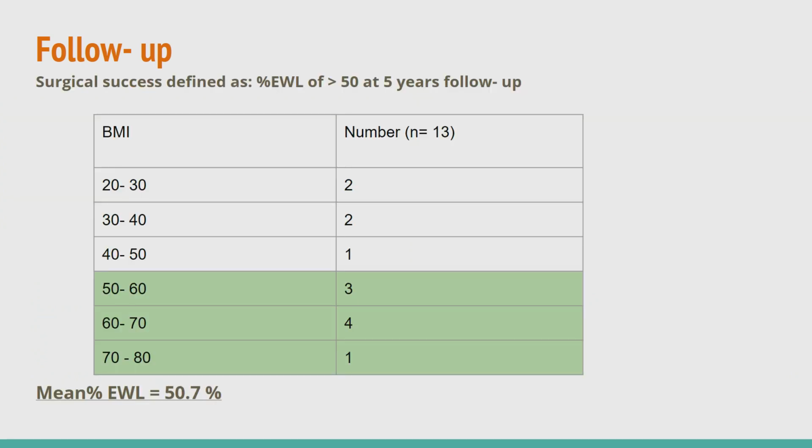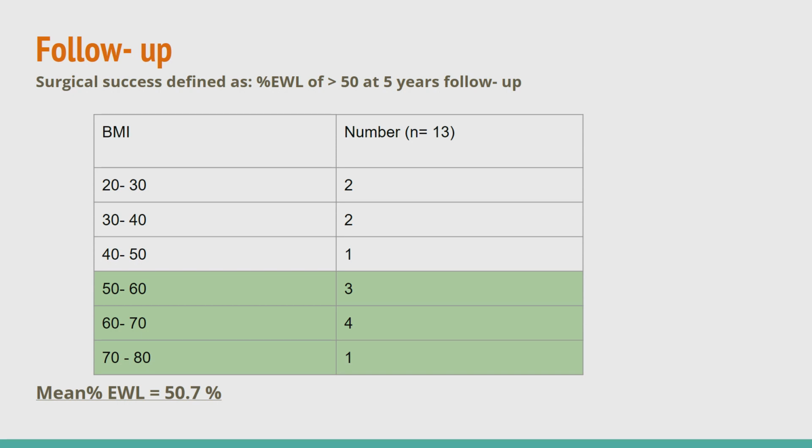Coming to our follow-up, surgical success was defined in our patients who have undergone bariatric surgery. The present BMI is in the range of 20 to 30 for two patients. Patients who have got 50 to 60% weight loss are three patients, 60 to 70% loss in 4 patients, and 70 to 80% loss in 1 patient.